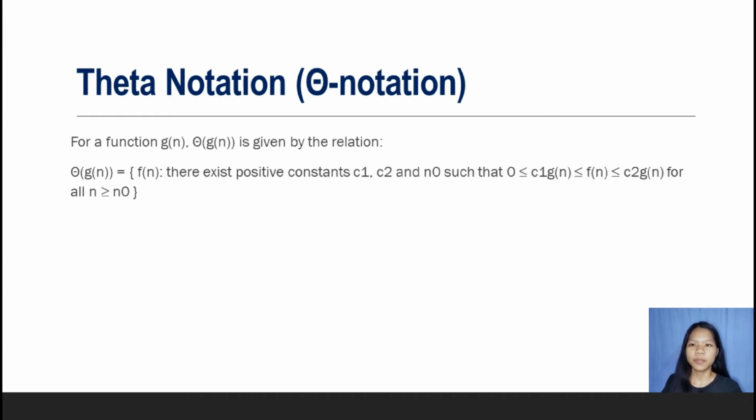The definition of theta always requires that f of n must be non-negative for values of n greater than n sub 0. If a function f of n lies anywhere in between c sub 1 of g of n and c sub 2 of g of n for all n greater than or equal to n sub 0, then f of n is said to be asymptotically tight-bound.